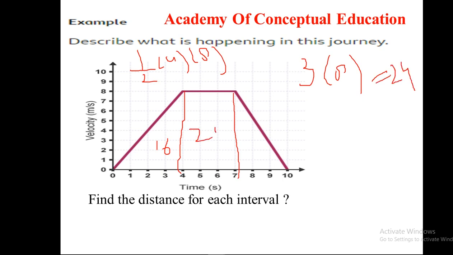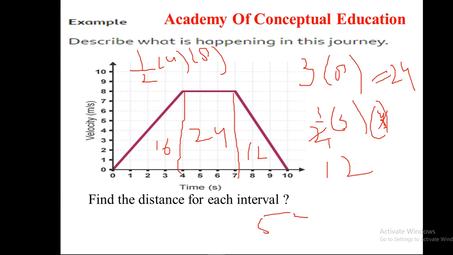Now for the last portion you can see it is a right angle triangle. So 1 by 2, base is 3 and height is 8. The final answer will be 12, because 2 1s are 2, 2 4s are 8... 1 by 2 times 3 times 8 is 12. So if you add all of them, 16 plus 24 is 40, and 40 plus 12, the final answer will be 52. I hope the concept is clear.